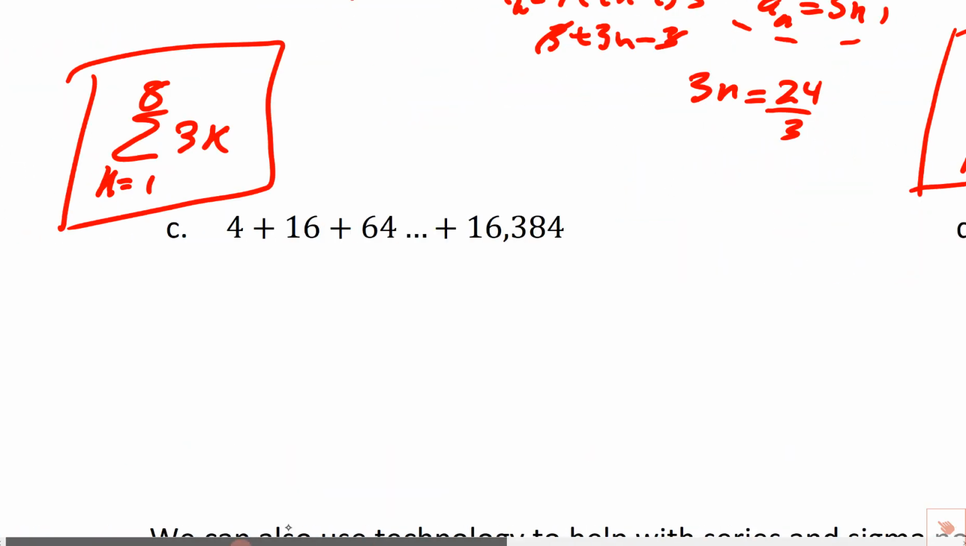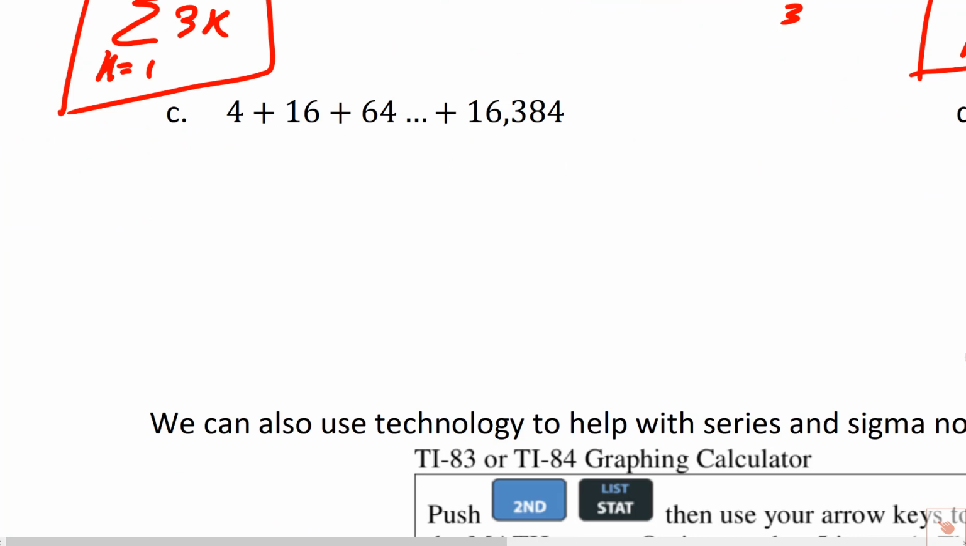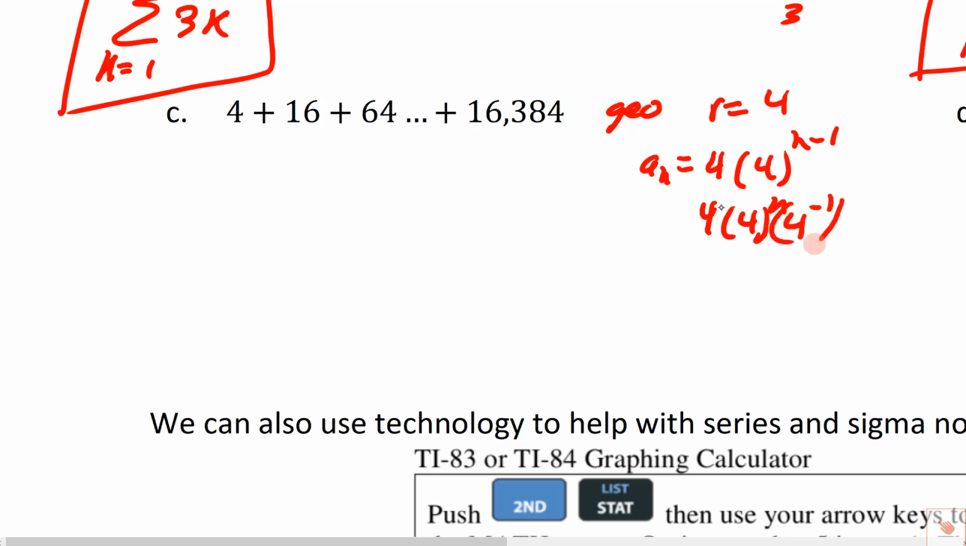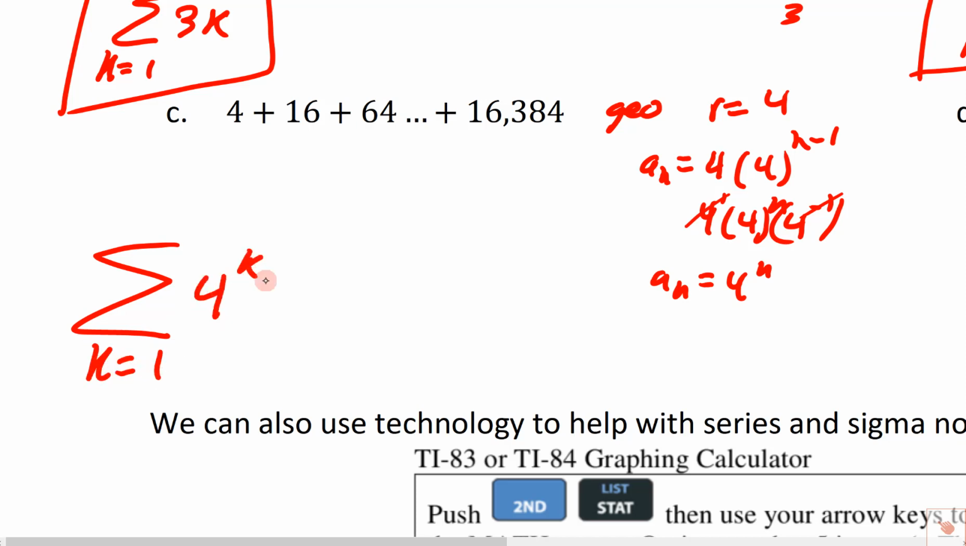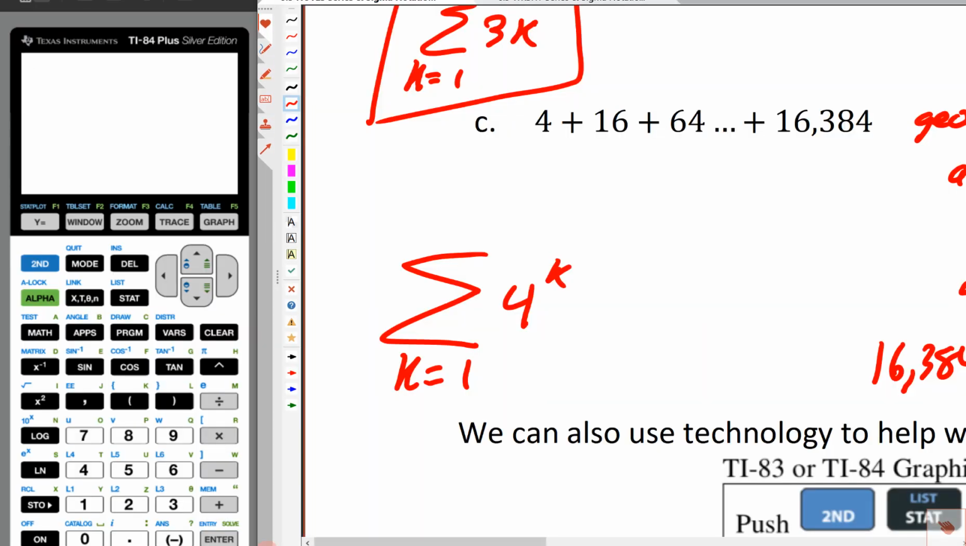Do the next one. That's geometric. Ratio of 4. What's 16 divided by 4? 4. I forgot the formula. It's 4 times 4 times 4, so it's 4 to the n minus 1. Times 1, 4, and that's gonna cancel that. So it's 4.